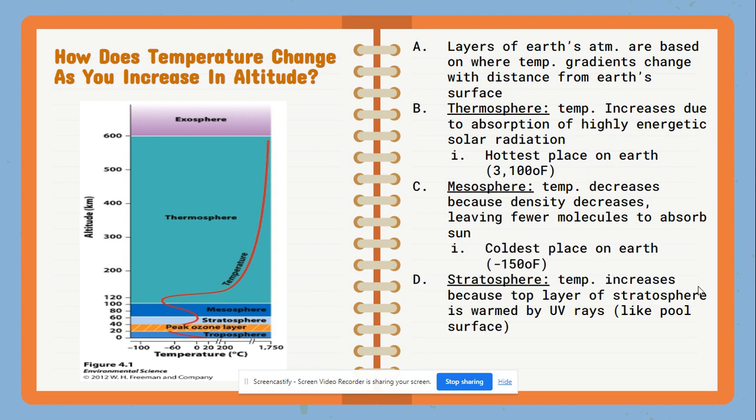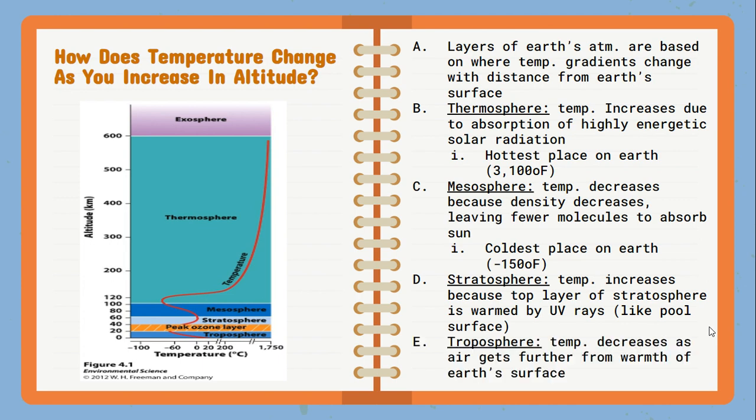The stratosphere, we know as you increase in altitude, also increases in temperature, and this is because of all of the ozone that's found there absorbing a lot of that harmful UV rays. Then our troposphere is going to decrease as you increase in altitude, and that's because as air gets further from the warmth of the Earth's surface is why it decreases in temperature.